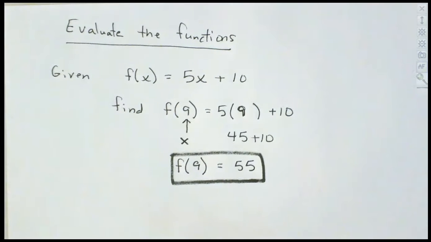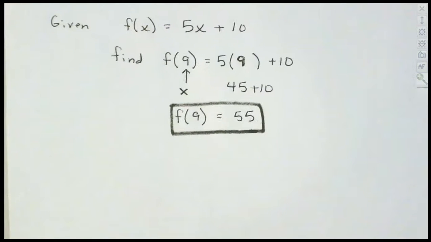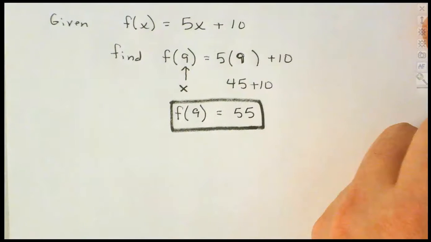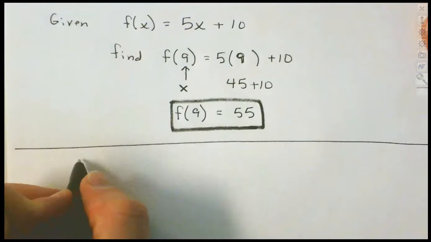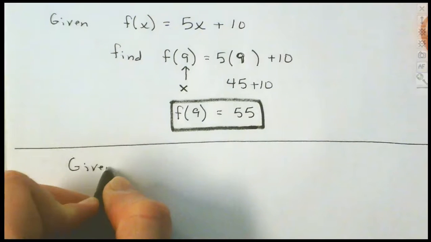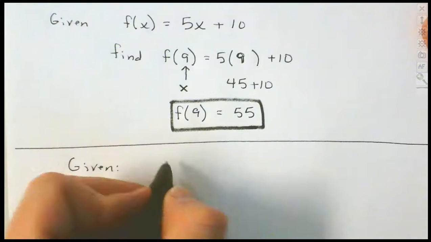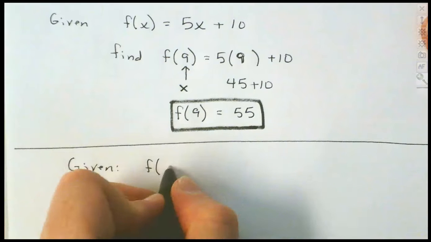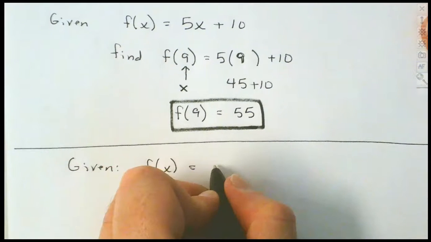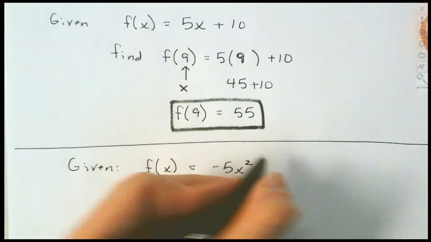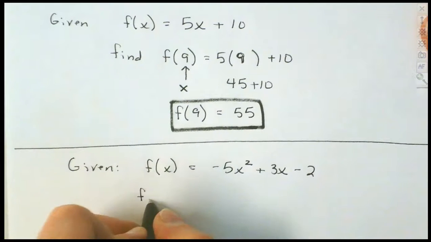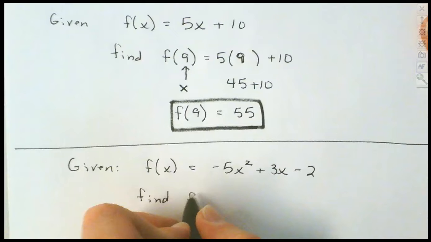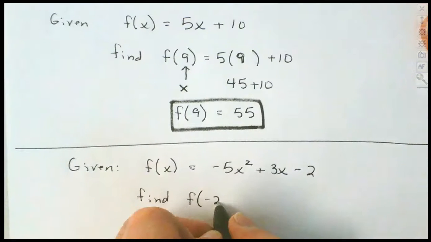Let's do a couple more of these with a little bit more complicated function. Some of these we may have to square. We may have to be careful with our negative numbers as well. So we'll do 2 more of these. And I'm going to give you 2 different functions. So let's say you're given f of x is minus 5x squared plus 3x minus 2. And I want you to find, let's use a negative number. How about f of negative 2?